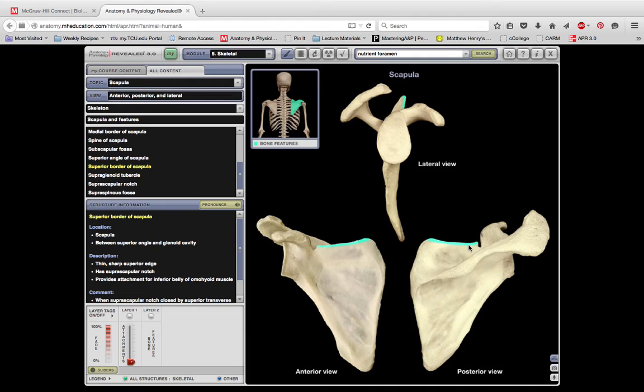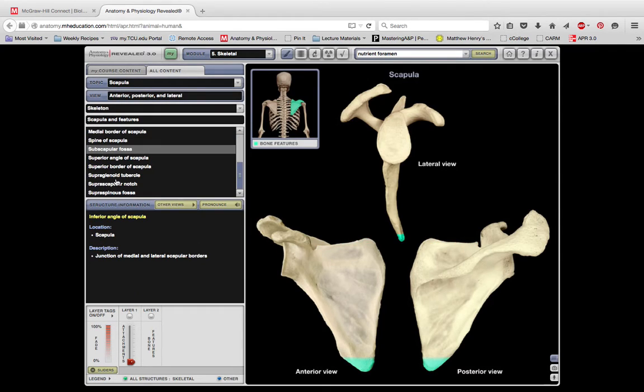Now each of these borders is flat, but they meet at what are known as angles, and so you're going to have different angles here. The inferior angle you can see right there, and then of course the superior angle you can see right up there.